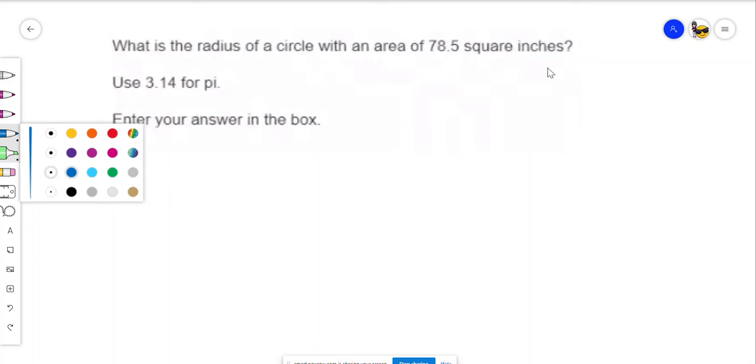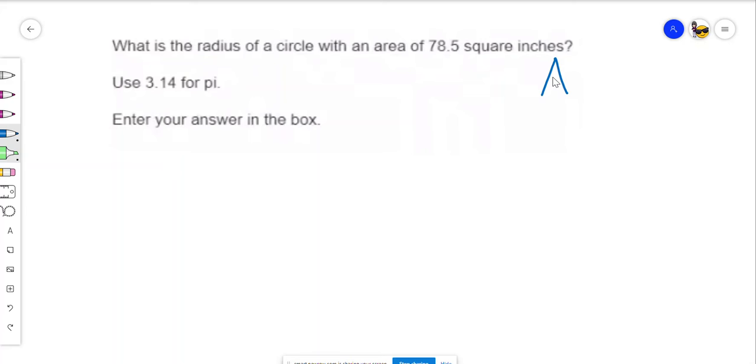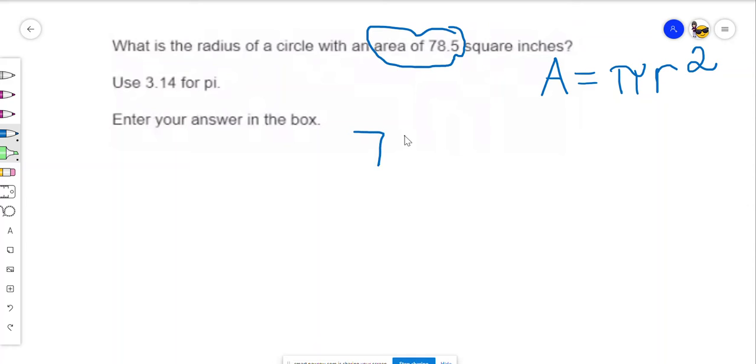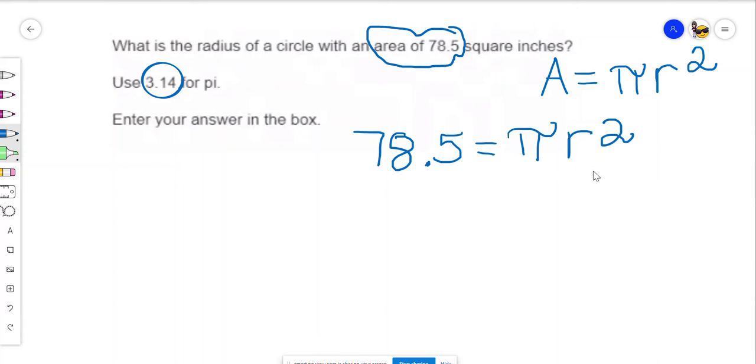So the area of a circle equals pi times the radius squared. And it's giving us the area. So 78.5 equals pi times the radius squared. And it tells us it wants us to use 3.14 for pi.